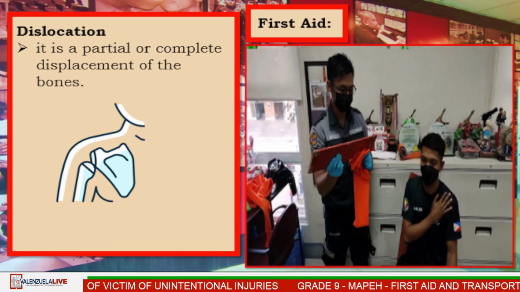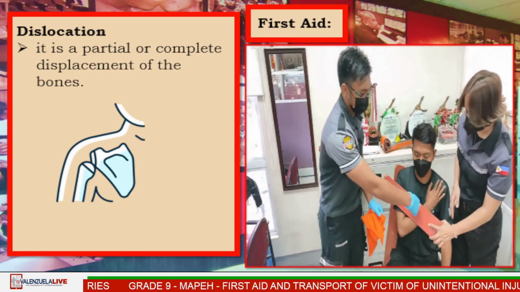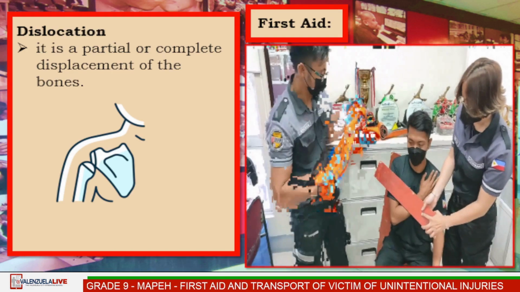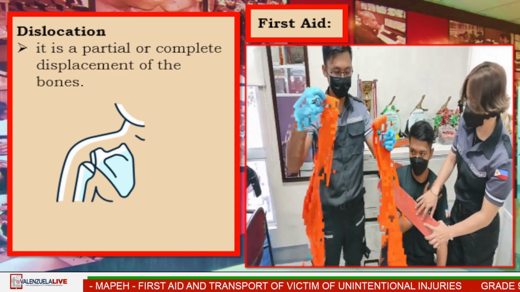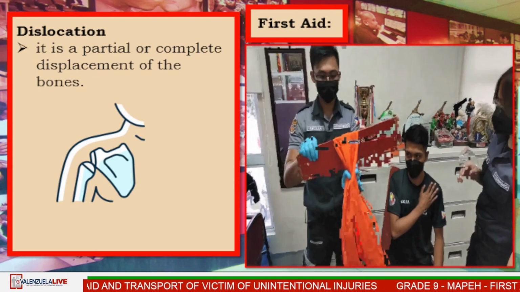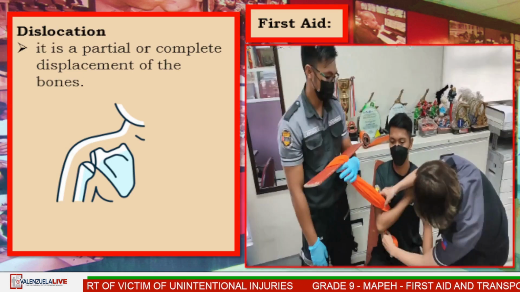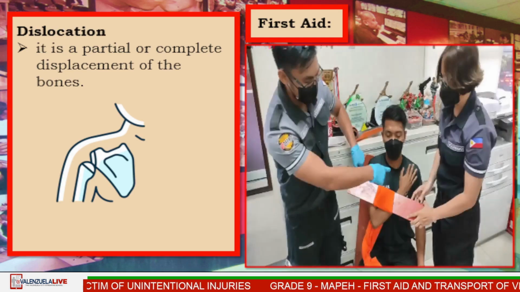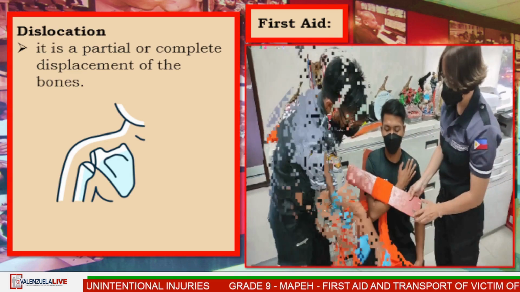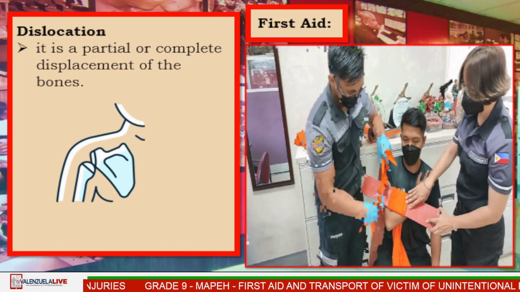Dislocation, a partial or complete displacement of the bones. First aid technique. First, call for help immediately. Splint the affected part. You may use an improvised splint from ordinary wood. If the victim can hold the injured part, you may ask him to do so in order to tie the splint. But if there's another person present, ask for help to put on the splint.